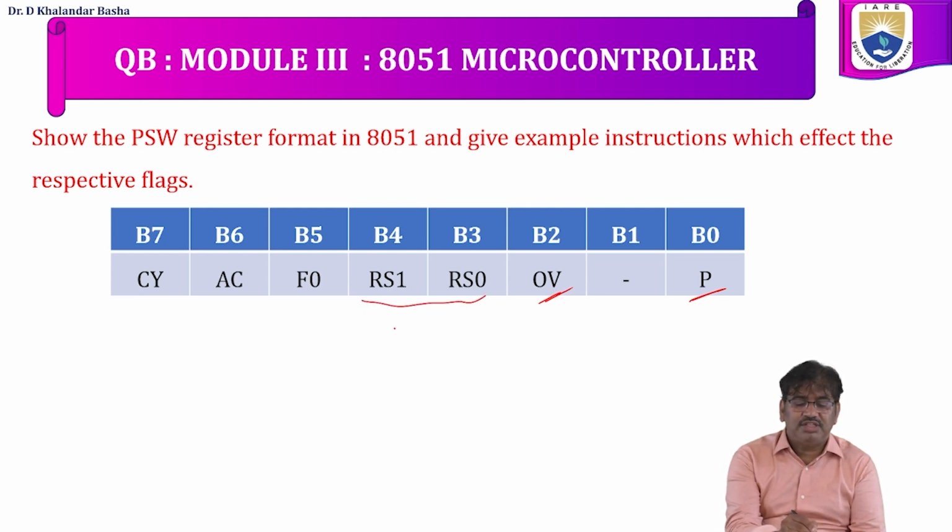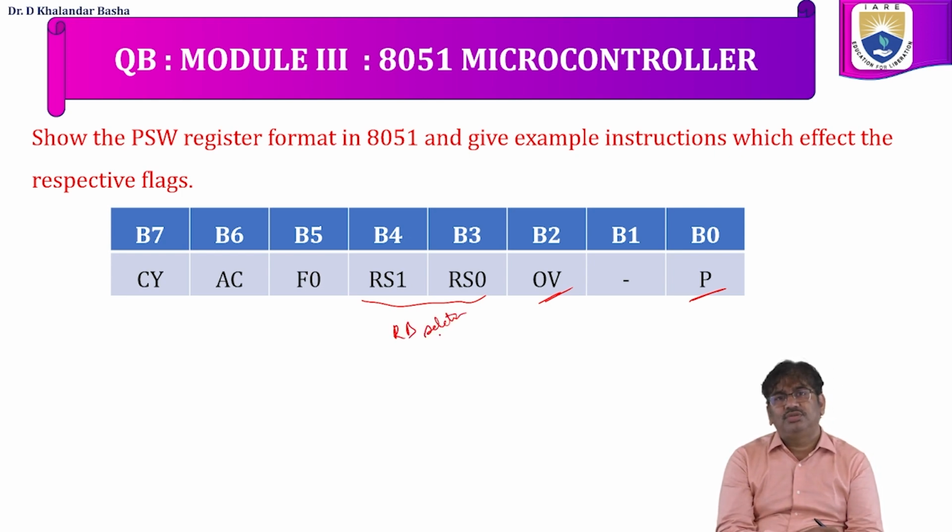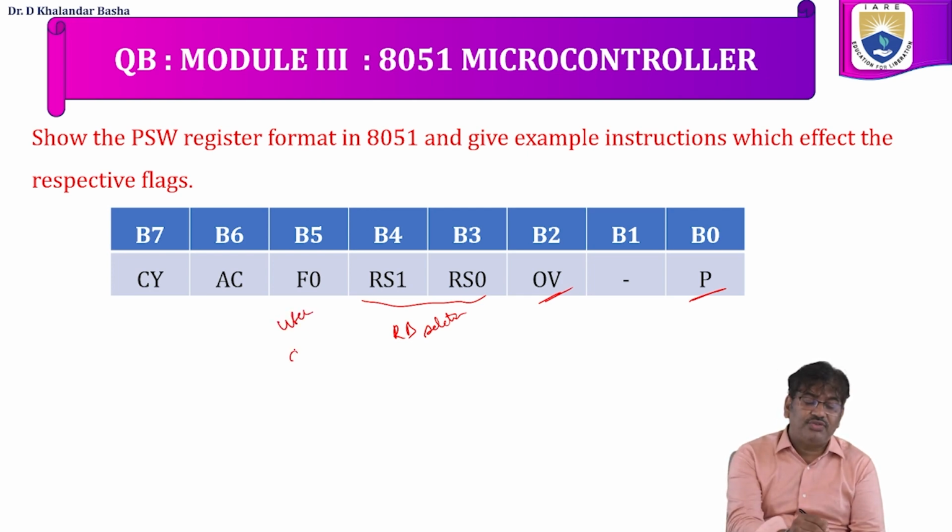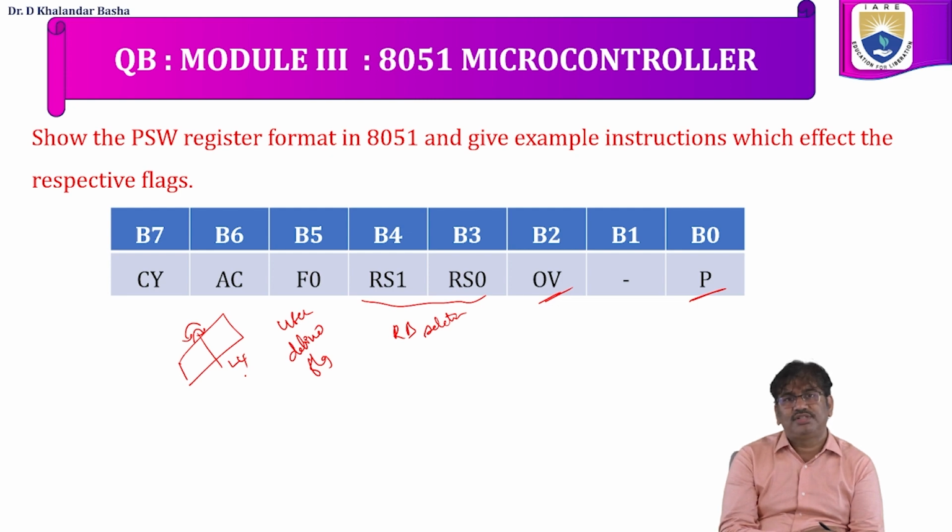RS0, RS1, this is for register bank selection. When you configure 00, bank 0 will be selected, 01 bank 1, 10 bank 2, 11 bank 3 will be selected. F0, it is user defined flag, no significance. Next, AC, which is auxiliary carry. If any carry is generated or any borrow is taken in the lower nibble, that is lower 4 bits, then auxiliary carry will be generated.